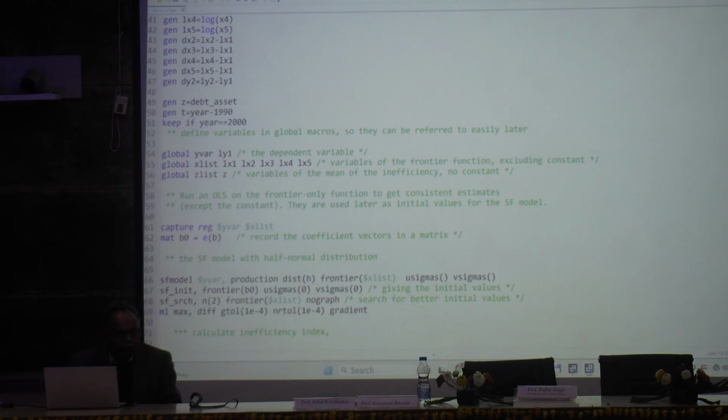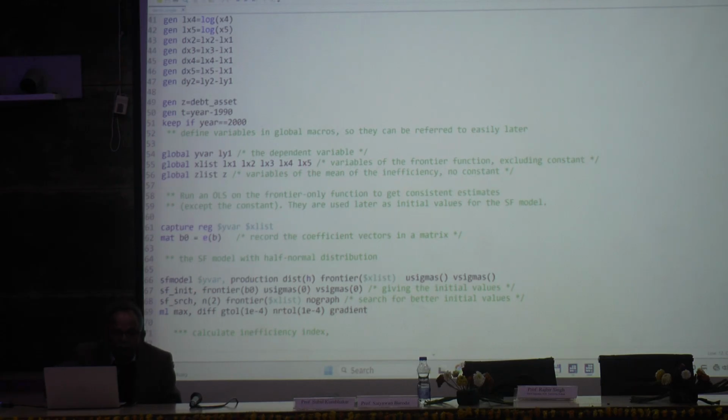So again, this global command will create this list variable, and then again you can change the name. Remember, x list, z list, and again if you think in terms of running several models with different x variables, then you can just say x list 1, x list 2, and that type of thing. Okay.